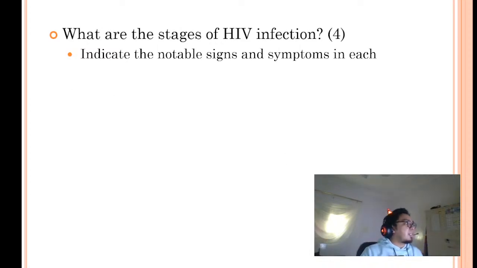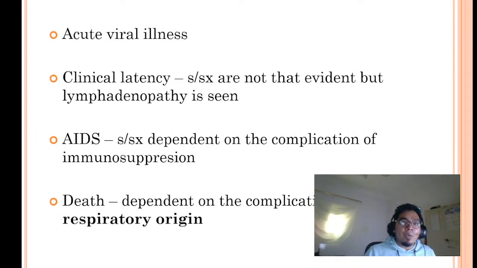Next, what are the stages of HIV infection? I think it's pretty straightforward. Acute viral illness, clinical latency, AIDS, and lastly, death, depending on the complication, of course. But most probably, the origin of the mortality is primarily associated with respiratory infection. There's a plethora of infectious agents that can cause disease to a patient who has AIDS.